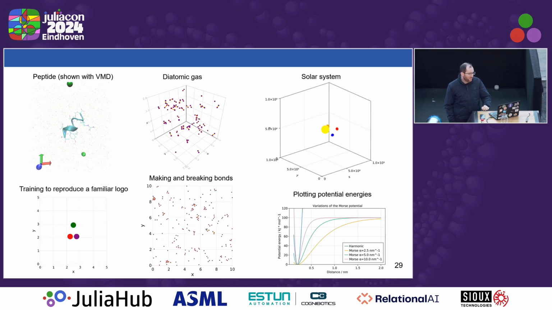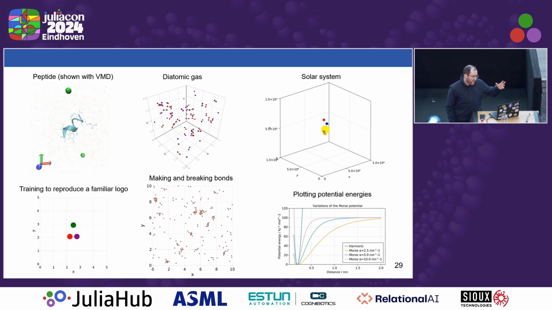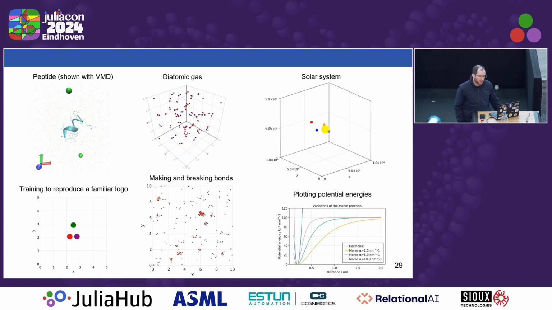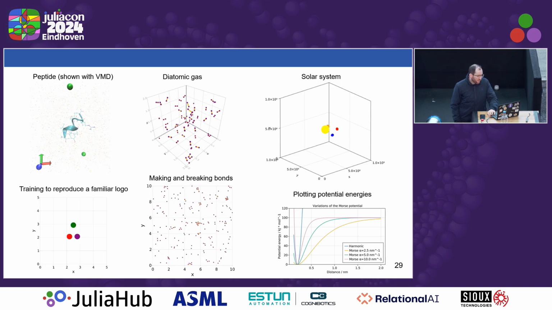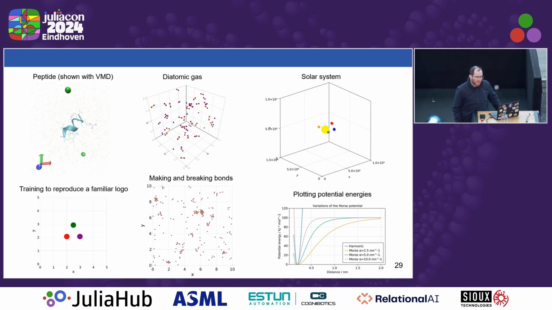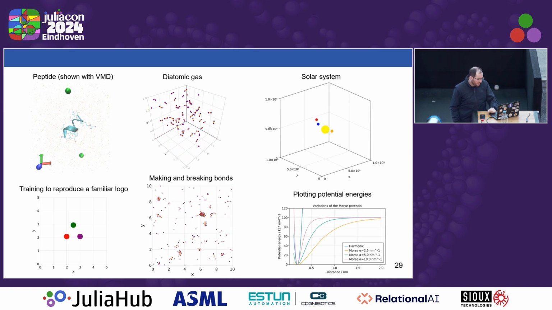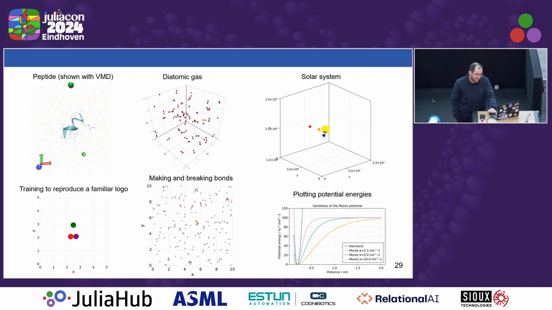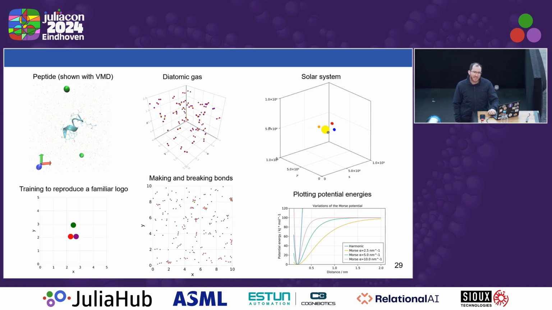So just a grab bag to finish off, I've said it can do protein simulation. You can simulate bonds, so here a diatomic gas. I showed you that you can simulate arbitrary systems that aren't atoms. I didn't talk about this case much, but in this case we're just training a simple machine learning potential to reproduce a familiar logo. You can make and break bonds throughout simulations, which is quite a nice feature you can't do in existing packages. And you can also use it to just explore potentials and plot them.